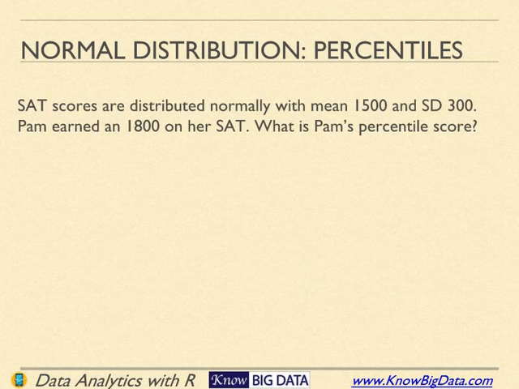All right, so now again, the same question. In Z score, Pam earned 1800 on her SAT. What is Pam's percentile score? Can you try to compute it from your R? So 1 means 100%. It should be the percentile.